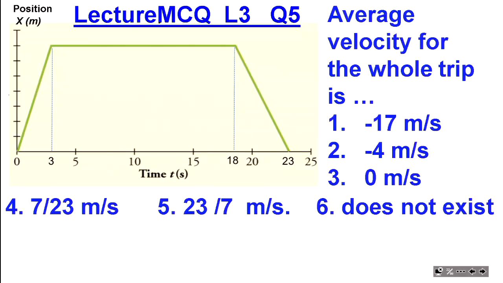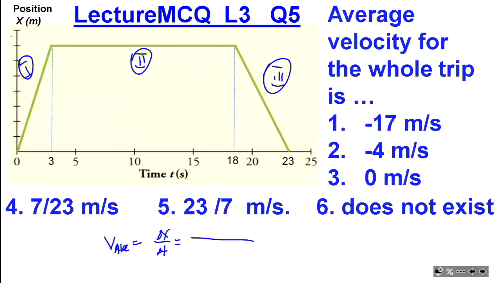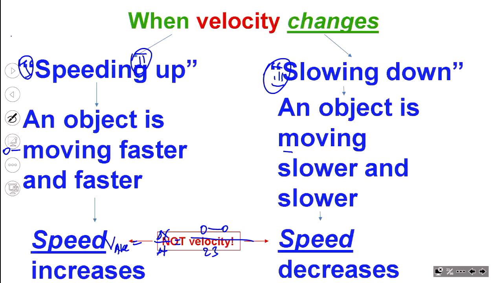But of course, in order to be absolutely convinced, you would have to use a definition, and the average velocity is delta x over delta t. And this equation can be applied individually to each part of the motion or to the whole trip. And for the whole trip, it's going to be 0 minus 0 over 23, because it starts at 0 and it ends at 0. So the answer is 0, right?